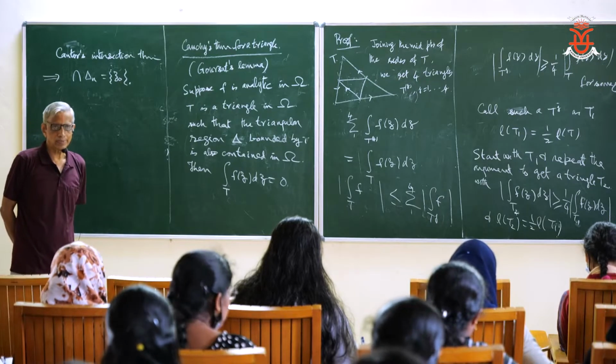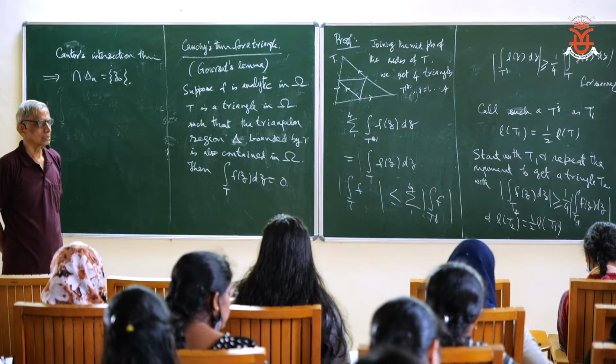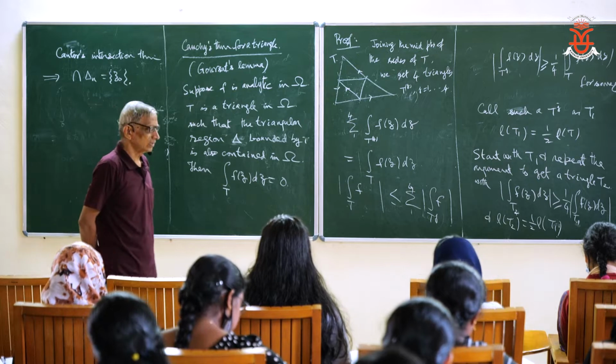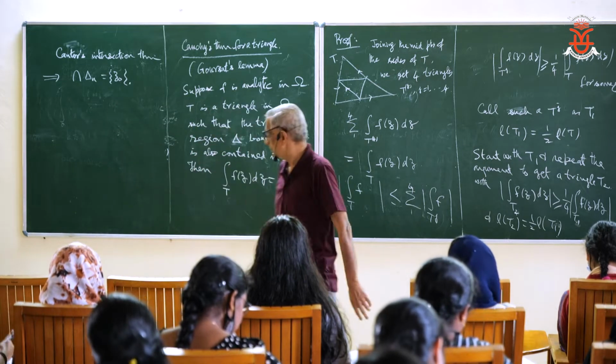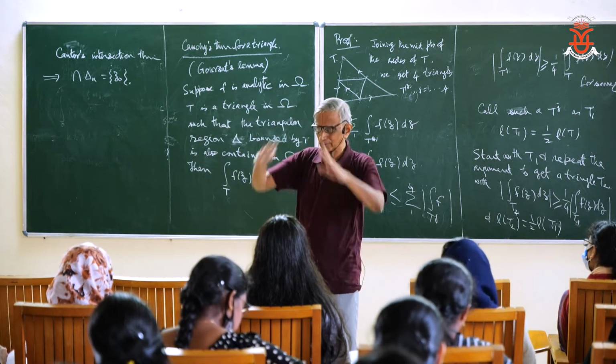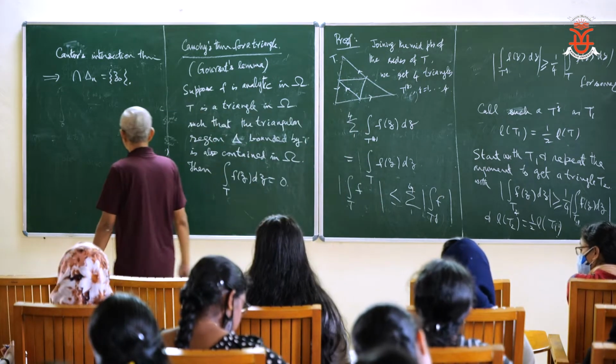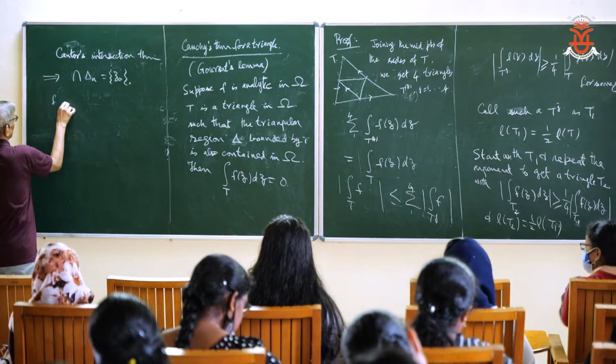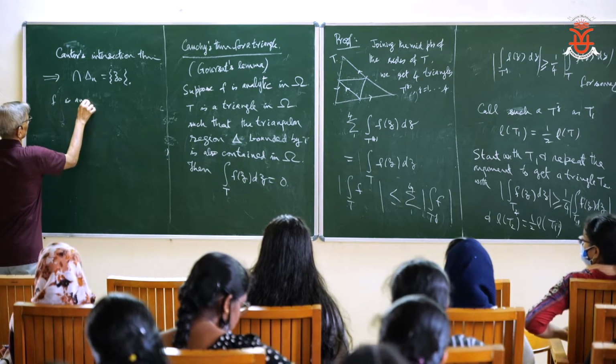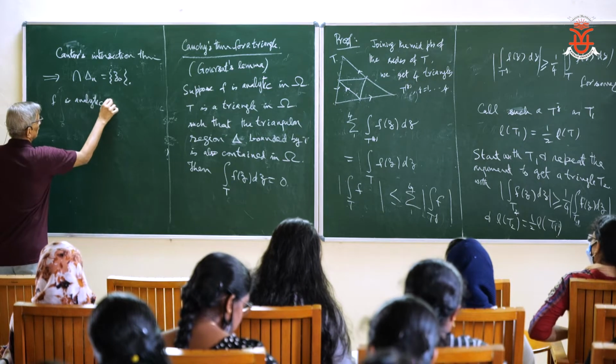So let's see what happens at Z0. Z0 is in every triangle there. So it is in the domain of holomorphy of the function, the domain of analyticity. So f is analytic at Z0.